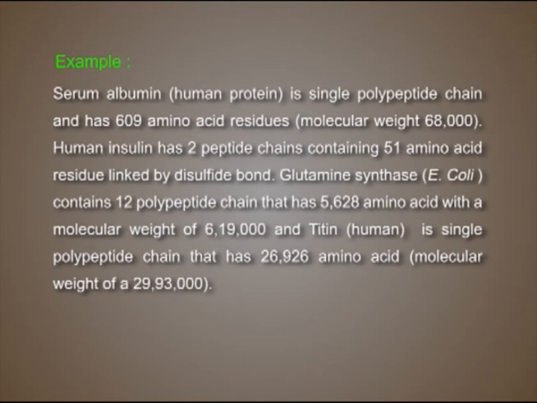6,19,000, and a human protein, is a single polypeptide chain that has 26,926 amino acids with a molecular weight of 29,93,000.